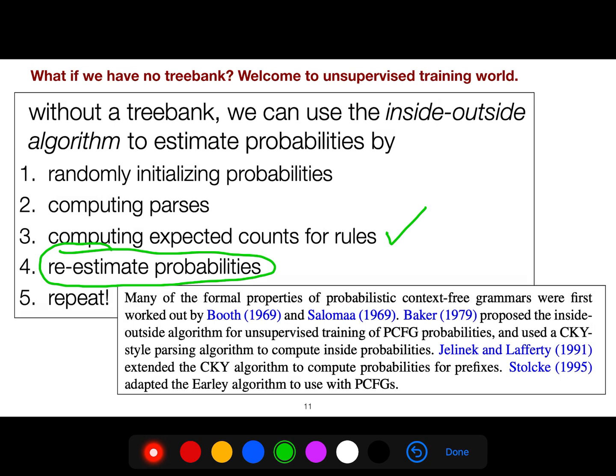Then we compute parse and we compute expected counts for rules. Many of the formal properties of probabilistic context-free grammars were first worked out by Booth, 1969, who proposed the inside-outside algorithm for unsupervised training of PCFG probabilities. And we always use CKY, so it's not unusual. Use CKY style parsing to compute inside probabilities. So they use the CKY algorithm for just inside probabilities.